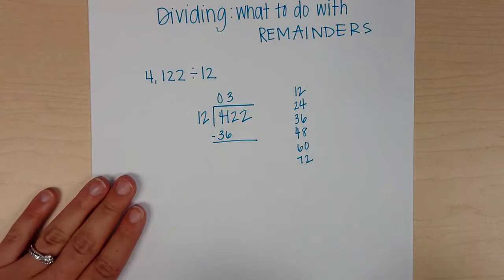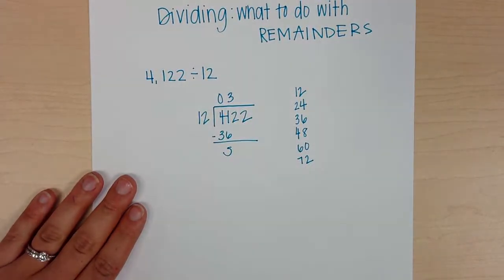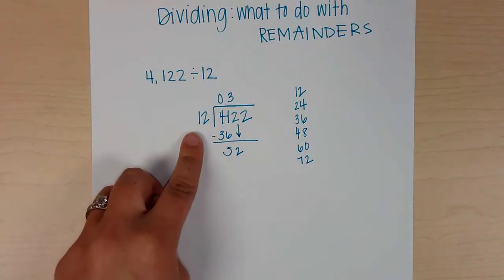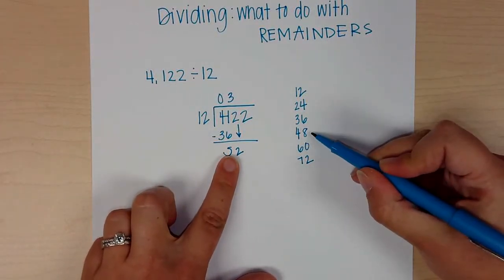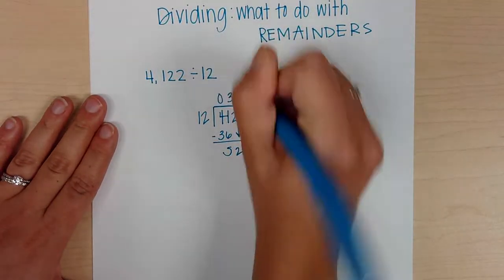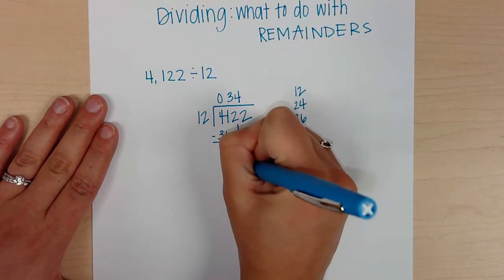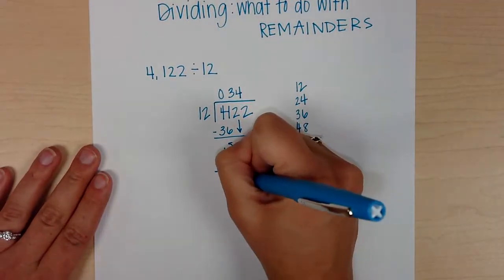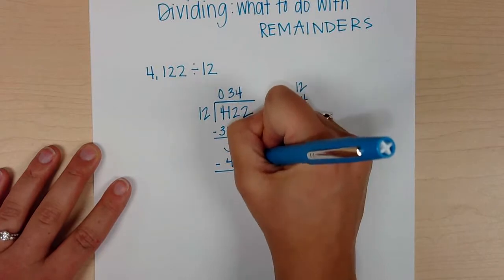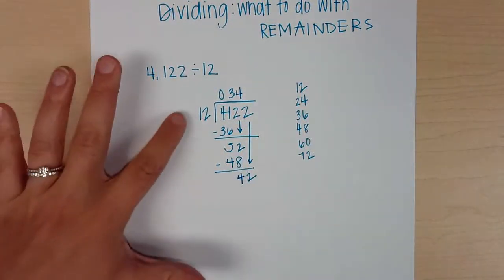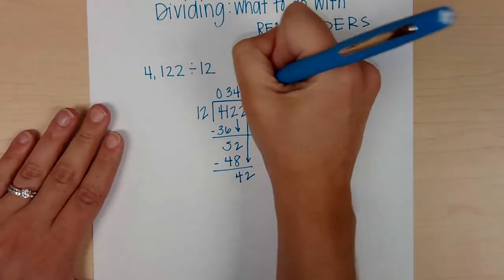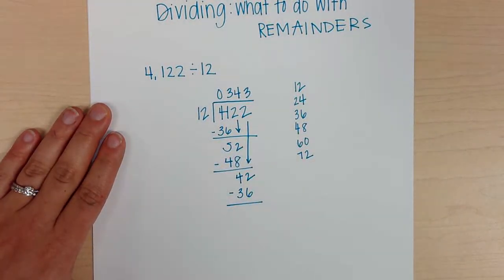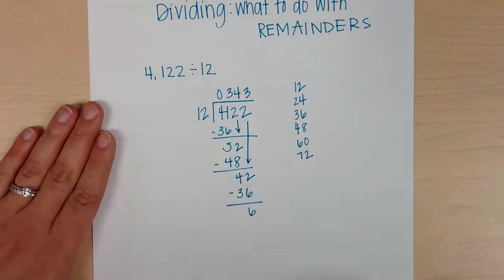41 minus 36 leaves us with 5 left over. We bring down that 2, giving us 52. 12 goes into 52 4 times. 12 times 4 is 48. 52 minus 48 leaves us with 4, and we drop down that 2. 12 goes into 42 3 times. 12 times 3 is 36. 42 minus 36 leaves me with 6.